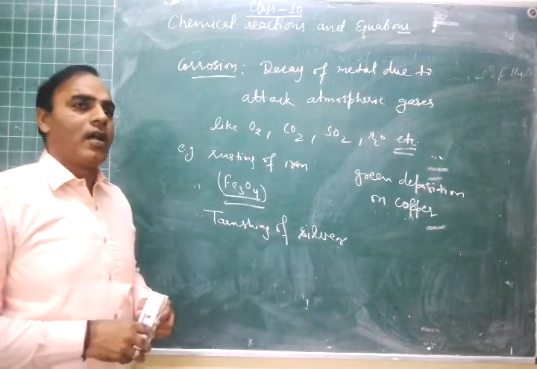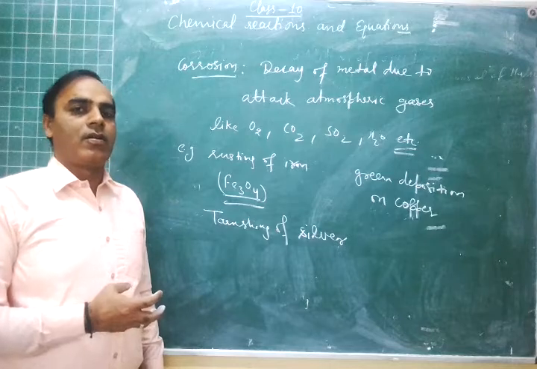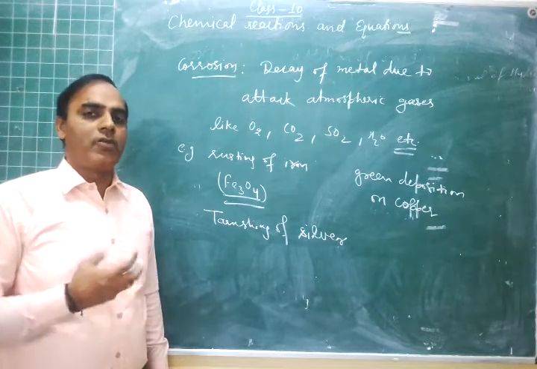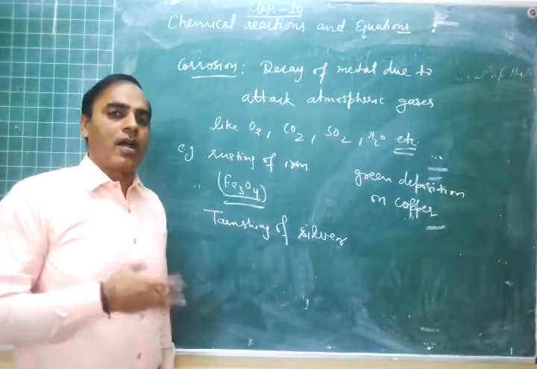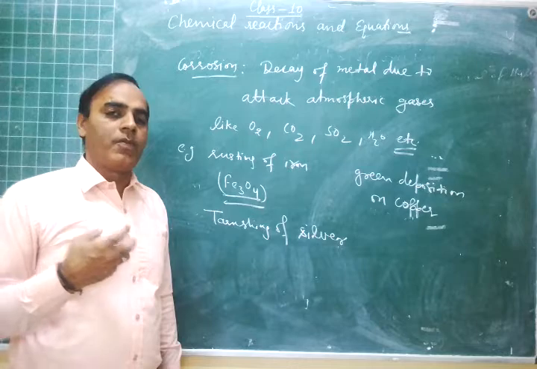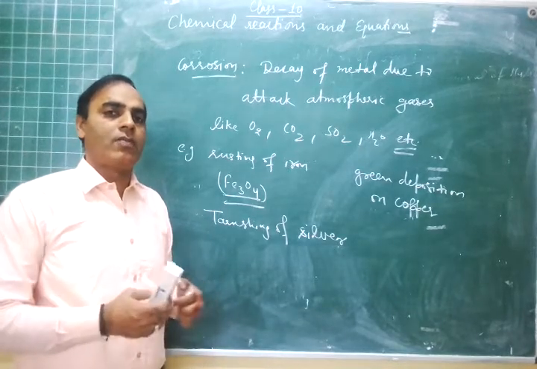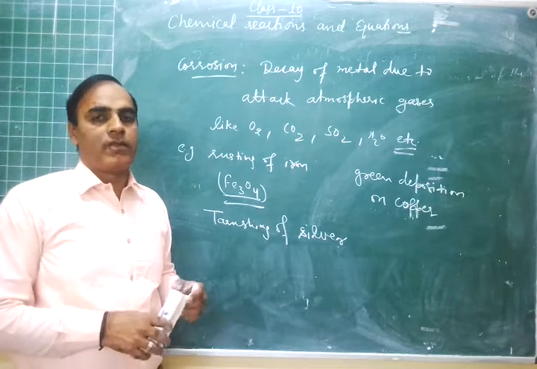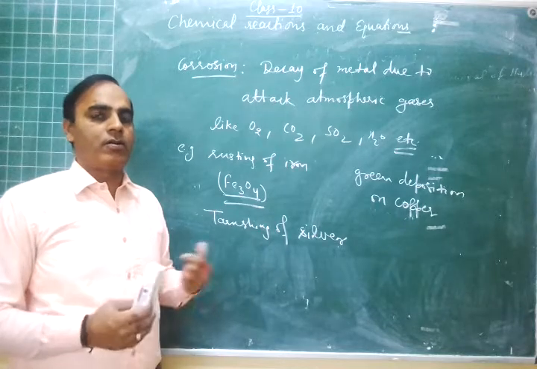Due to rusting of iron, we are wasting lots of money, because the rusted products need to be replaced, that is the dams and cars and other machineries they have to be replaced, and we have to spend lots of money in replacing the rusted iron products with new ones. So this is the disadvantage of rusting or corrosion.